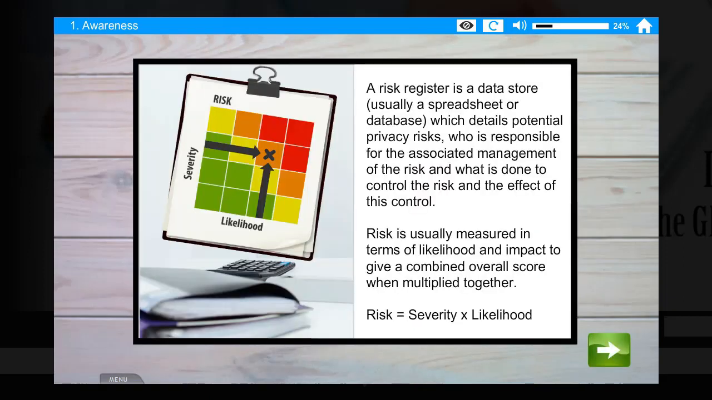A risk register is a data store, usually a spreadsheet or database, which details potential privacy risks, who is responsible for the associated management of the risk, and what is done to control the risk and the effect of its control. Risk is usually measured in terms of likelihood and impact, to give a combined overall score when multiplied together. Risk equals severity times likelihood.